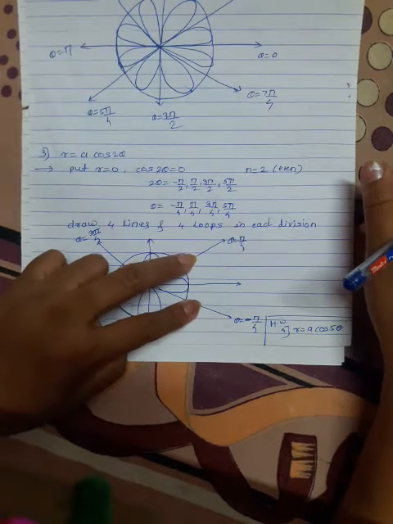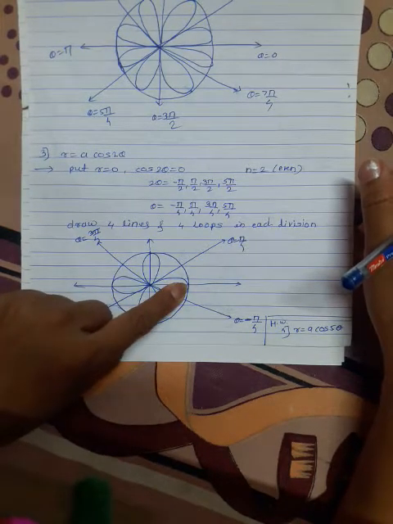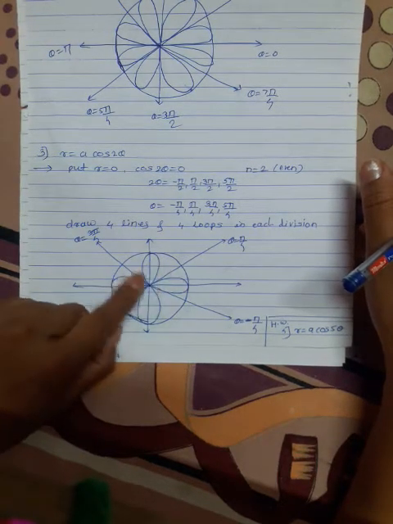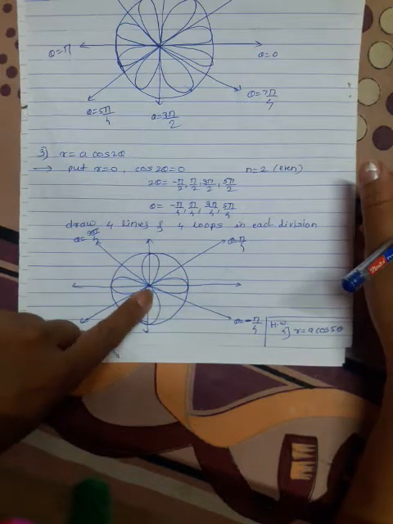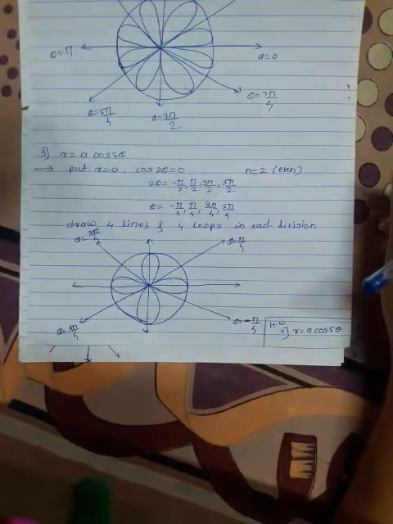These are the 2 lines. In between 2 lines we have to draw this loop touching the circle. Next loop in each division. Okay, start from this line, end with this line, then this loop, then this loop. Okay, this is called the r is equal to a cos 2 theta curve.